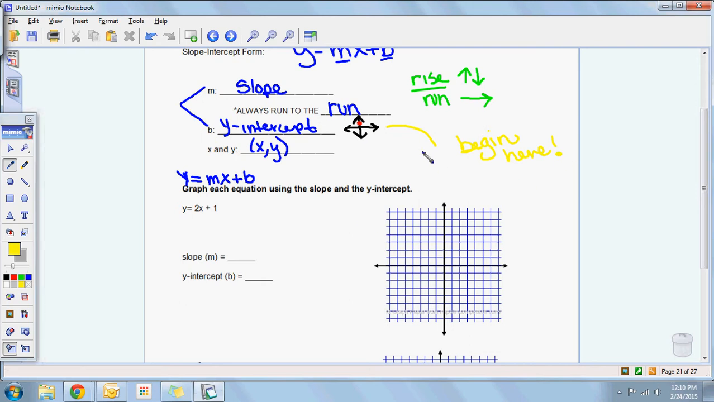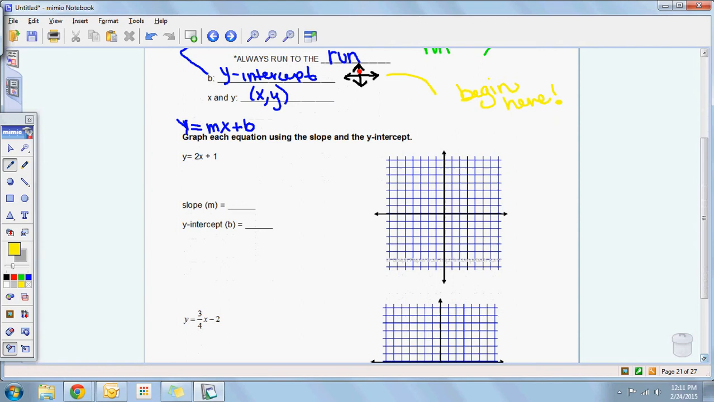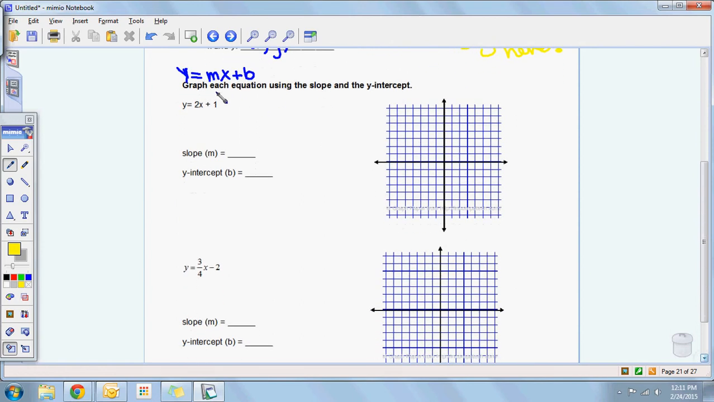Begin at the b. Then we're going to move with our slope. We're going to move with our m. Begin at the b, move with your m, move with the slope. Let me show you what I mean by that. We've got our formula here, y equals mx plus b. Let's label what we have. This is going to be our slope, in the slope spot. And then this is going to be our b. So our slope is 2, and our y-intercept, or our b, is 1.